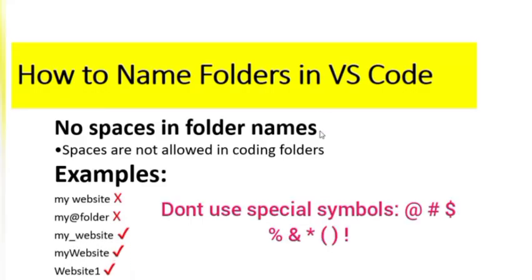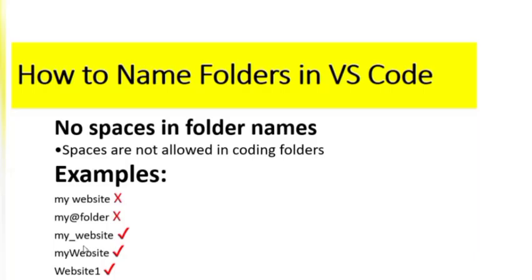So instead of using a space, you can use an underscore. In between the words you can use an underscore, or you can join the word my and the second word, that is website, and make the first letter capitalized, or use a number.